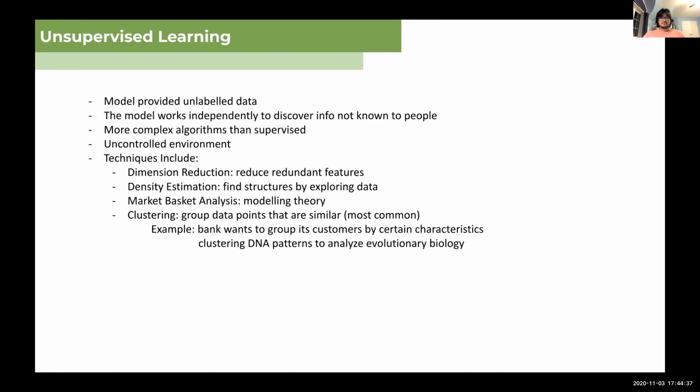Now, as I said, you're not controlling the environment, unlike the supervised learning experience. At the same time, there are much more complex algorithms involved to come up with these trends, patterns and insights in the data that you're trying to analyze. To analyze data in an unsupervised learning model, there are four really common techniques. The first is dimension reduction, which is reducing the number of redundant features to easily classify data. We'll be talking about that a little bit more.